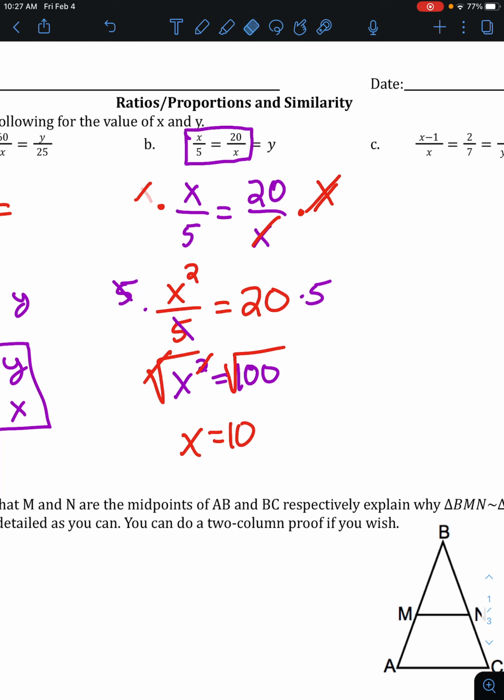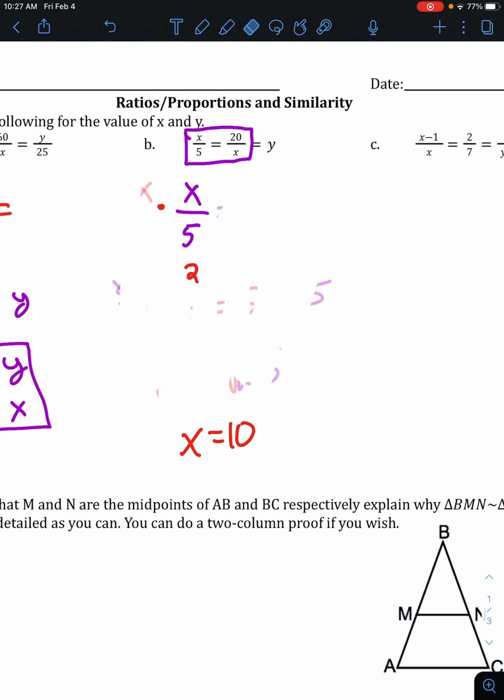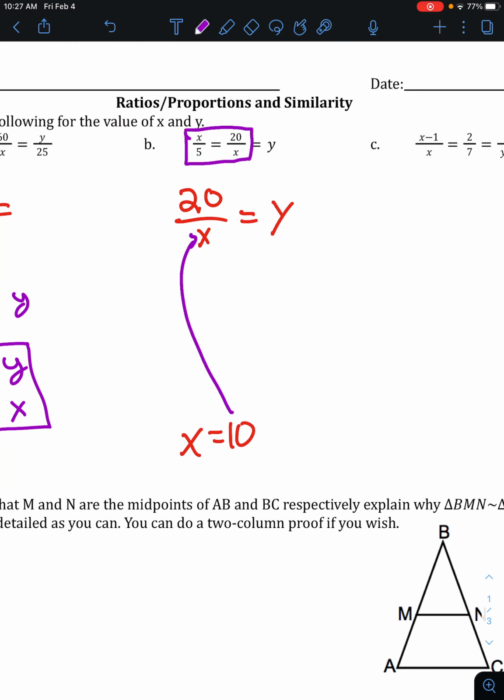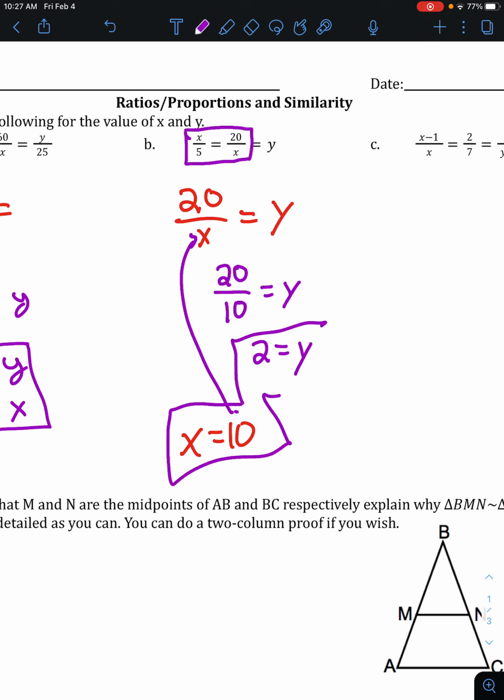Okay. Now we can use that to figure out what is y. So we can take x equal 10 and we can substitute it back into either proportion. I'm going to pick 20 over x equals y. We substitute this 10 back in for x, and 20 over 10 equals y, 2 equals y. And if you would put the x in for 10 over 5, you would also get the same thing. I'm going to box up my answers here like a kind of weird Lego piece, and we are good to go.